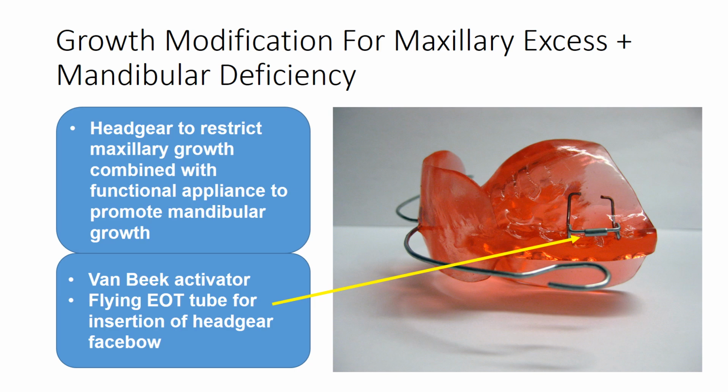Now, for maxillary excess combined with mandibular deficiency, the headgear is used to restrict the maxillary growth, but at the same time is combined with a functional appliance to promote mandibular growth. Now, an example of this would be the Van Beek activator, which has got a flying EOT tube for insertion of the headgear face bow.